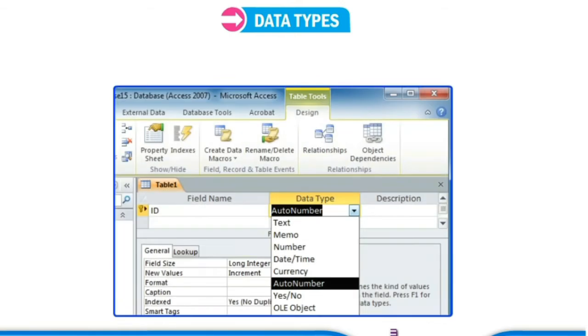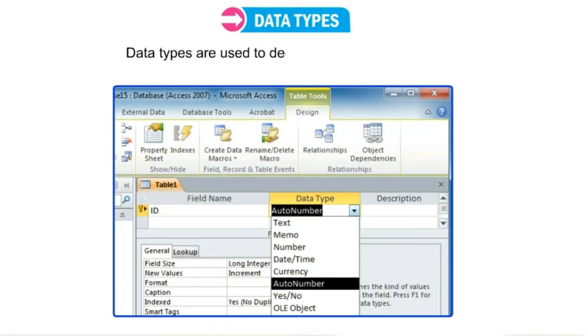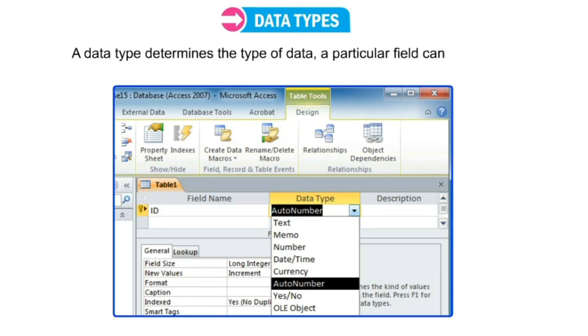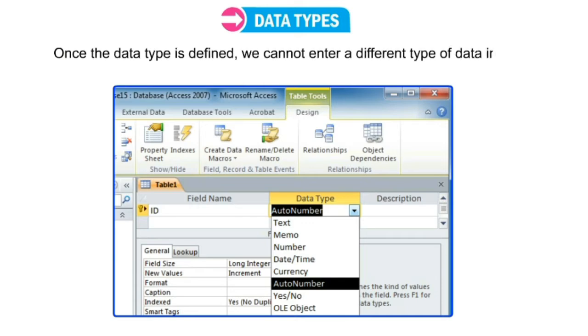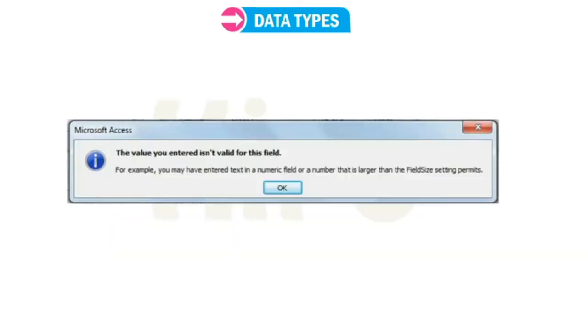Data type. Data types are used to declare the fields of a table. A data type determines the type of data a particular field can accept. Once the data type is defined, we cannot enter a different type of data in it. If we try to do so, an error message will be displayed.